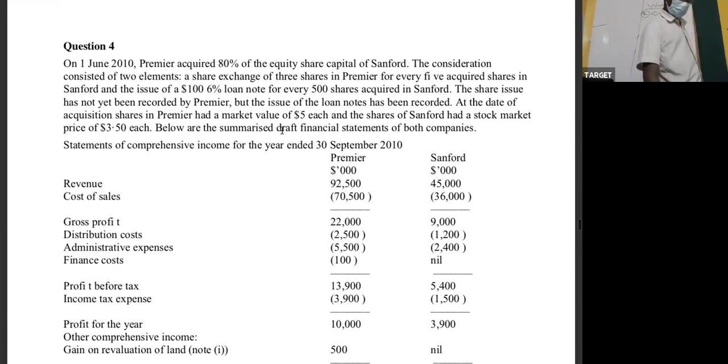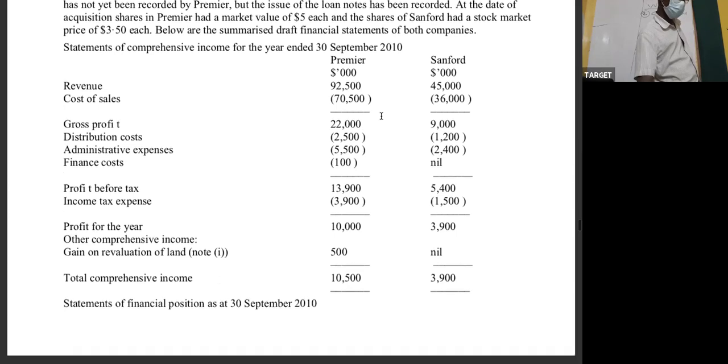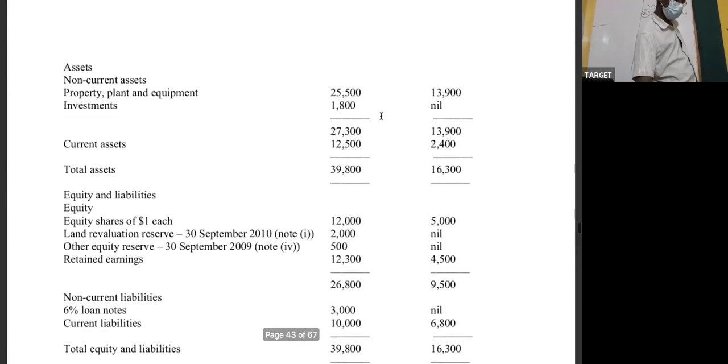They're saying that the consideration or cost of consideration consisted of 2 elements: a share exchange of 3 in the parent for every 5 acquired. So 3 for 5. And then the share price is 5 cedis. So now you have to find the number of shares acquired by the parent. So parent acquired 80%. So let's go and pick up the number of shares of the subsidiary.